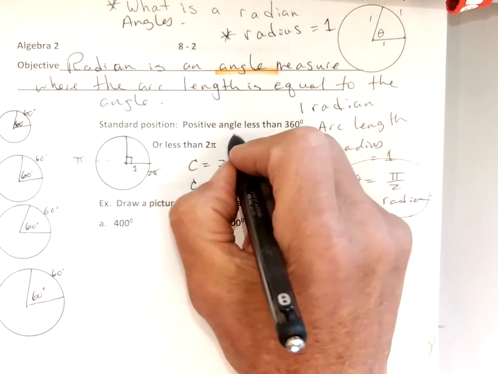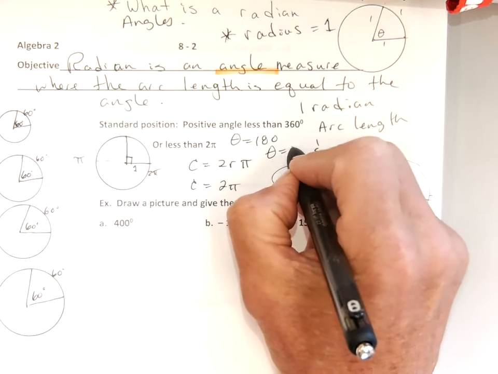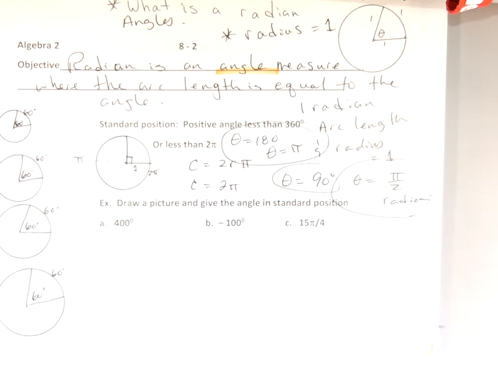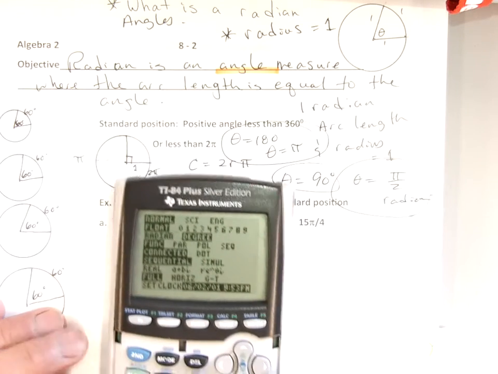We have an angle of 180 degrees, and the same angle is going to be pi. These two angles are the same. They're both the same angles. One's in terms of degrees, and one's in terms of radians. So watch this on the calculator real quick, okay? I just want you guys to see.